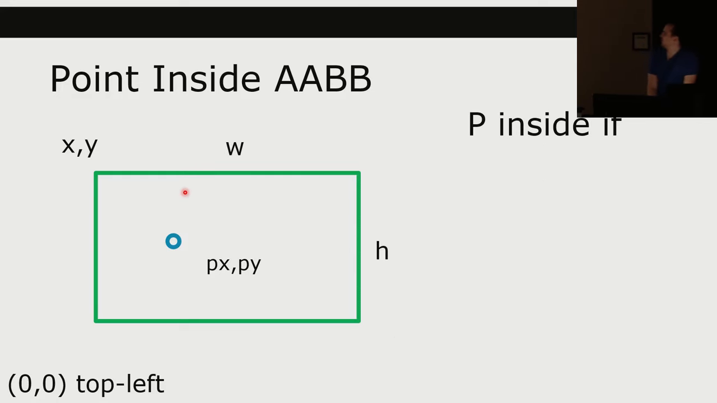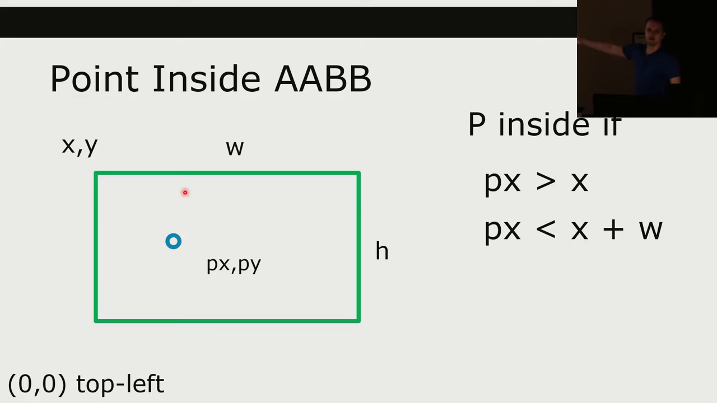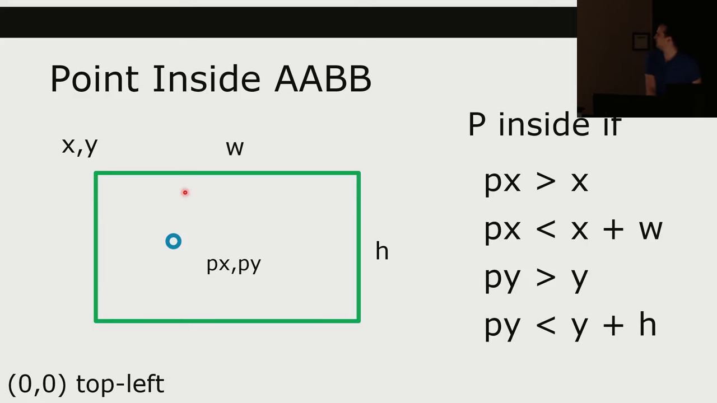If we were to look at this from the point of view of the other way of representing a rectangle, which is xy as the top left corner and width and height, then P would be inside if, well, okay, it's still to the right of the left, but now instead of having x1 and x2, we have to actually add the width to x. So that's what x1 would have been before. And okay, we have to be below the top and we have to be above the bottom. So that's a relatively simple calculation.